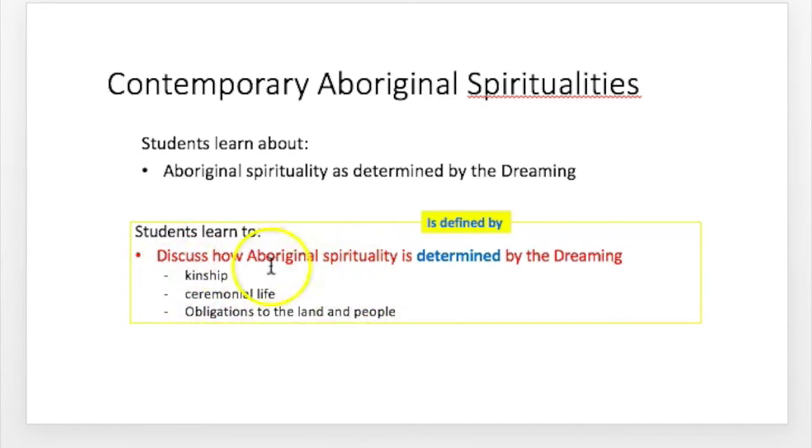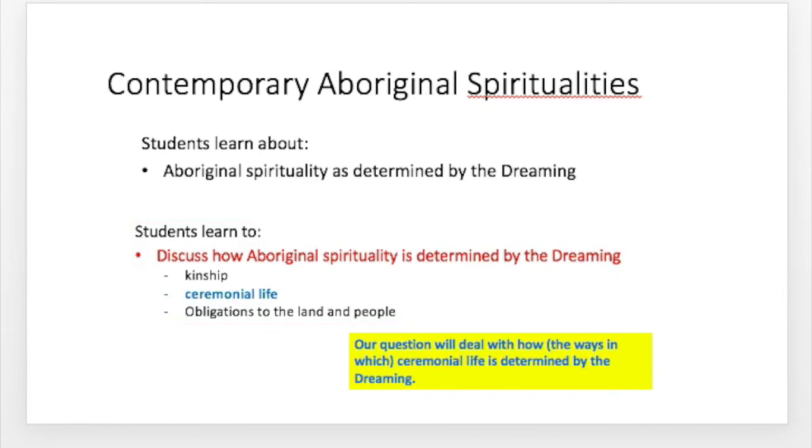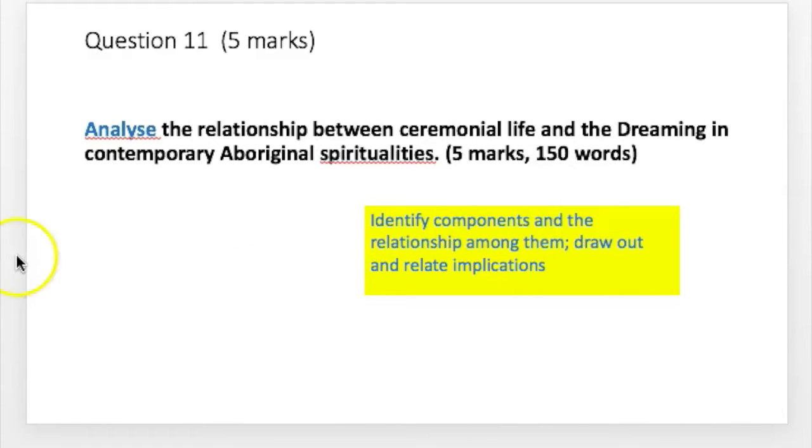These particular ways that are evident of Aboriginal spirituality are going to show us how Aboriginal spirituality is defined or determined by the dreaming. The focus of this question is going to be on ceremonial life. So if we have a look at the question, it says, analyse the relationship between ceremonial life and the dreaming in contemporary Aboriginal spiritualities. So to analyse means to identify components and the relationship among them, draw them out and relate implications.